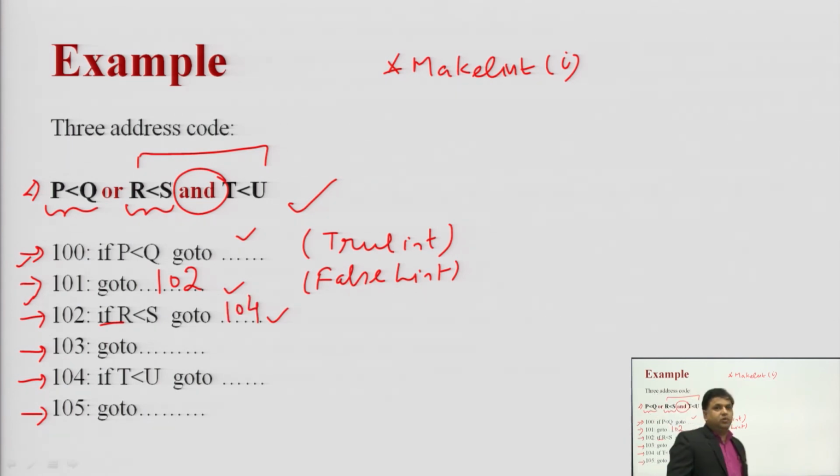So, only these two go tos are required to fill, right. Only these two go tos will fulfill all the expression. We need not fill all the go tos. So, this is the benefit of the backpatching, right.